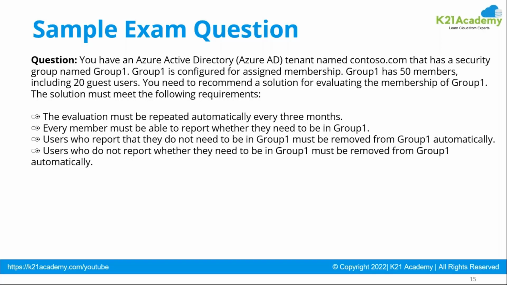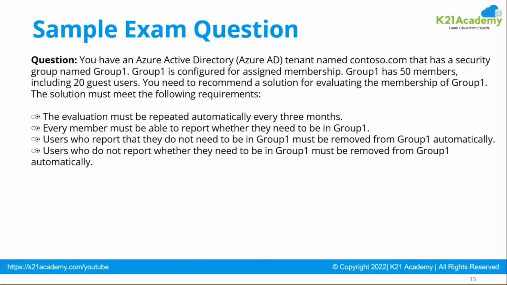The solution must meet the following requirements. Now, here are the requirements, guys. The evaluation must be repeated automatically every 3 months. So here you would like to conduct an audit, right? That you would like to evaluate which user should have what kind of role assignment done, because persons will be moving into different projects during that particular duration. So you may want to allow certain access or you may want to revoke certain access as well in between.